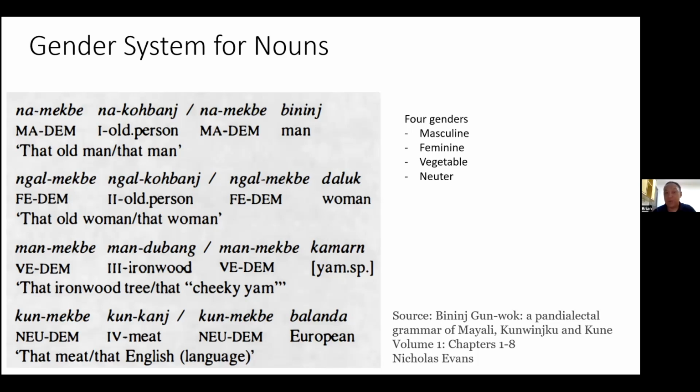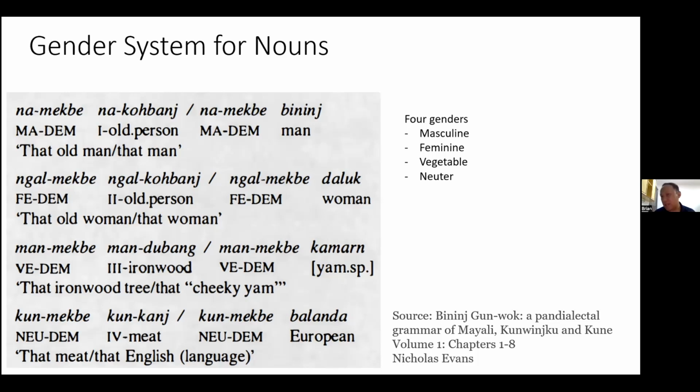So the phrase for that old man will be namekbe nagotbain, or that man namekbe pinij. So the word for that is mekbe, but it will take a prefix that shows the gender. Na, ngal, man, or kun. In this case, na is masculine, ngal is feminine. Any plant or vegetable matter is man. And other than that is kun.